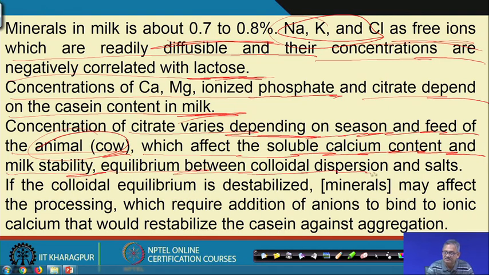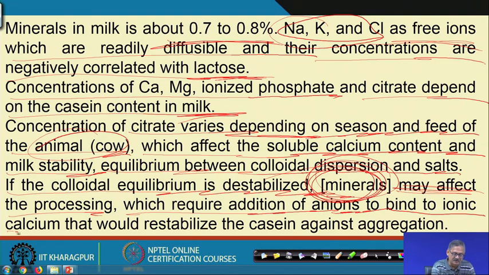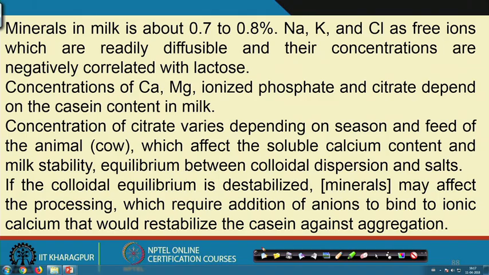Equilibrium between colloidal dispersion and salts also influences that. If the colloidal equilibrium is destabilized by the concentration of minerals, this may affect processing, which requires addition of anions to bind to ionic calcium, that would restabilize the casein against aggregation, that is, casein is not allowed to aggregate, right.